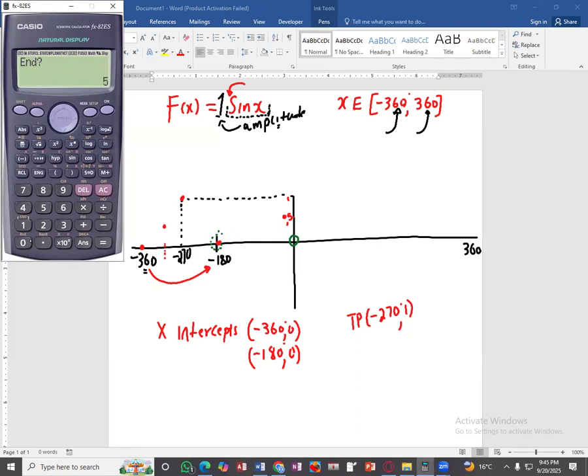Where do I end? At 0. What is my step? Always use the step of 15. This is our key idea. This is something important that you must, please, guys, use the step of 15. You will not go wrong when you sketch any graph. Any trig graph can be simply sketched when we use the step of 15.